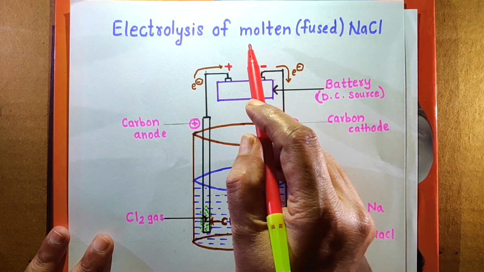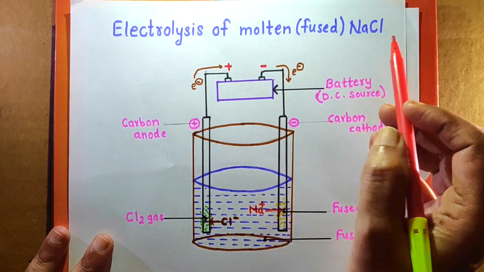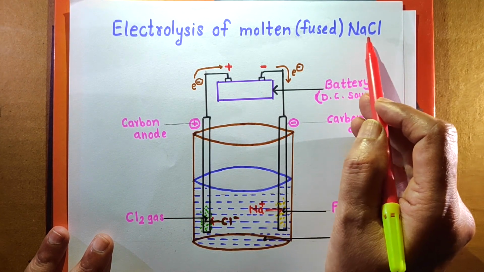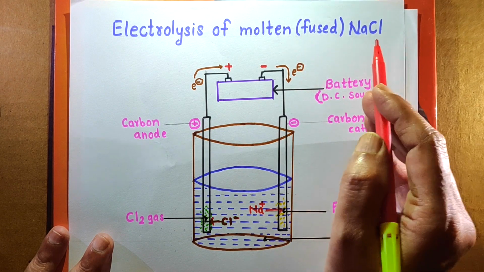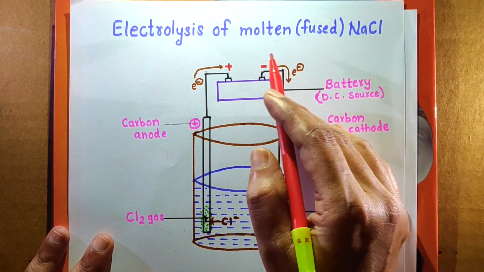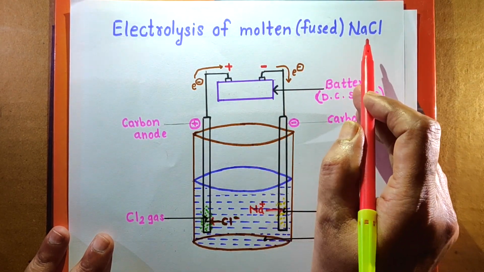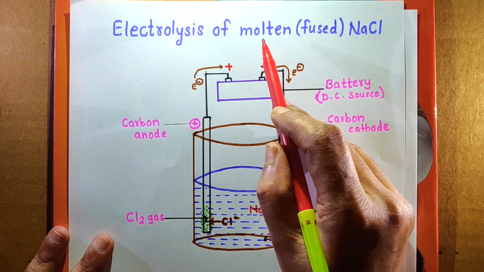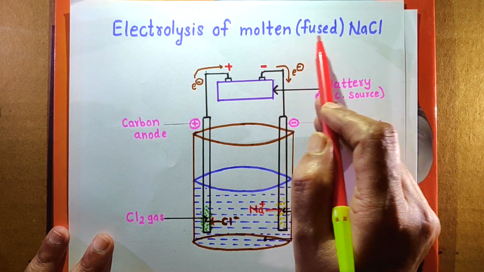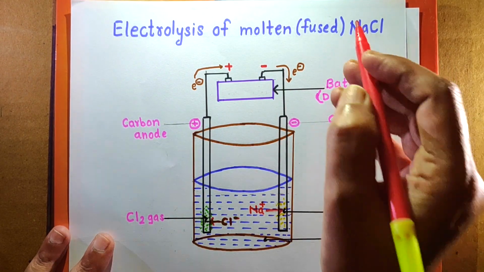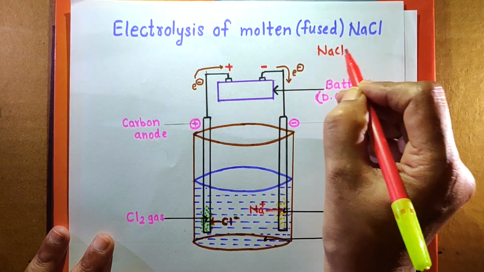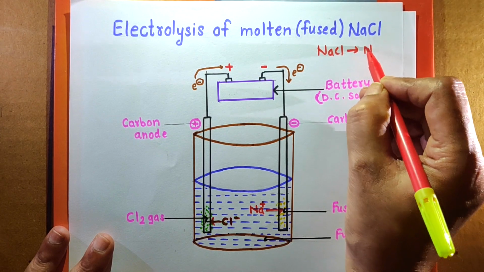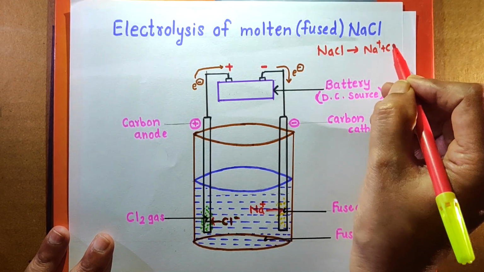Now what is molten or fused NaCl? You know that NaCl is solid at room temperature. When you heat NaCl, it gets converted into liquid NaCl. So it is called as molten NaCl or fused NaCl. So in this fused or molten NaCl, we have only Na+ ions and Cl- ions.